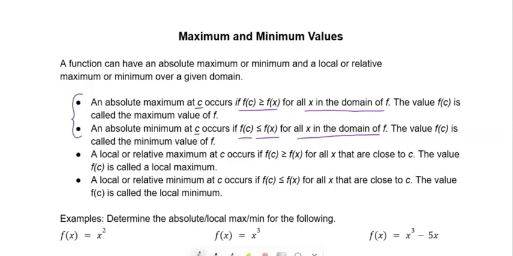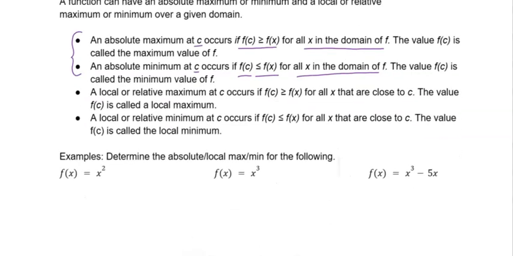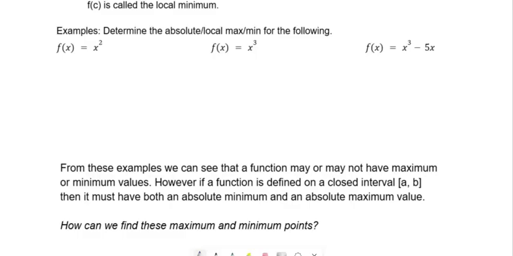We can also have a local maximum or minimum in a given domain where we just see the graph go up and turn around at a given point. So let's look at a specific example to help us see what's happening here. So here are three functions, and we're just going to sketch them out quickly so we can talk about them.